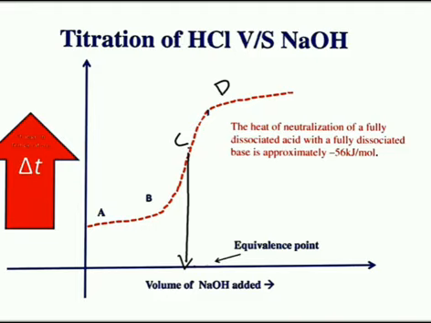We can find how much NaOH is needed to titrate against HCl, and how much volume is needed for this particular temperature change. The heat of neutralization of a fully dissociated acid with a fully dissociated base is approximately minus 56 kilojoules per mole.